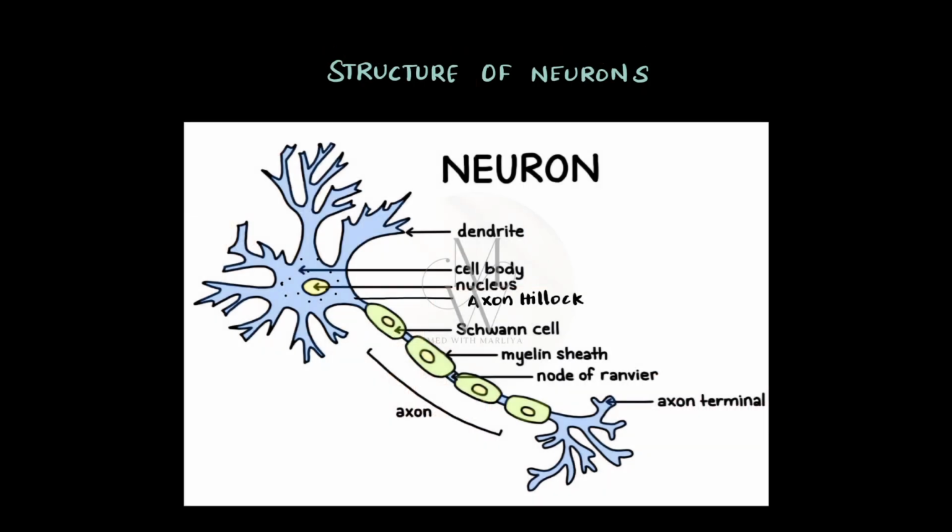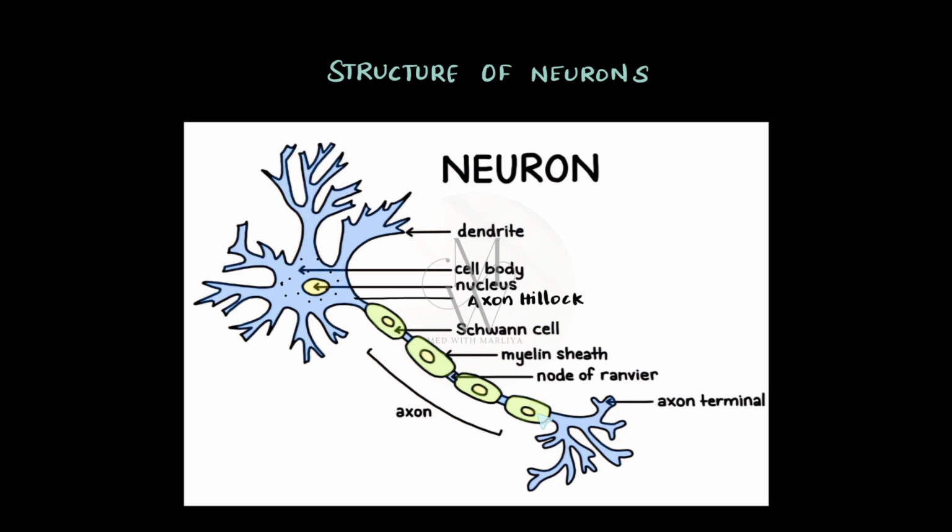Now let's discuss neurons. Neurons are specialized cells which are responsible for the transmission and processing of information. Now let's see the structure of neurons. The main structure is the cell body or soma. In the center of the cell body, we have the nucleus. The black dots in the cell body are called Nissl granules. A tree-like projection from the cell body is called dendrites.